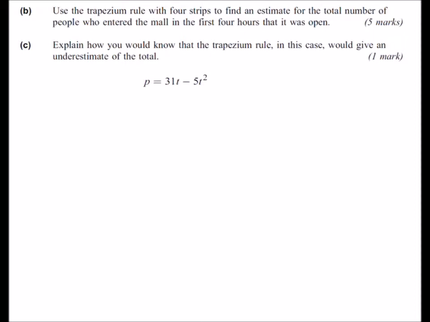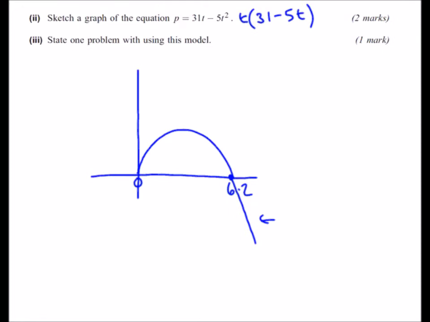So let's get on with the trapezium rule part. Use the trapezium rule with 4 strips. So this 4 strips is telling us that our n value is equal to 4, to find an estimate of the total number of people who entered the mall in the first 4 hours that it was open. So we're looking for up to 4, up to here. We're after this area. And we're going to use 4 strips. So we're going to divide it into 4 parts like this.